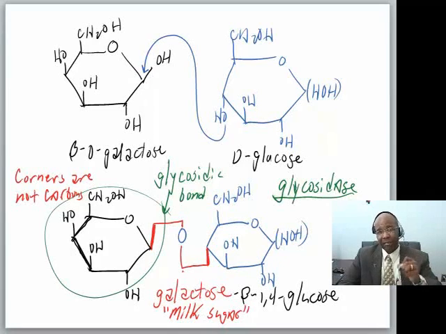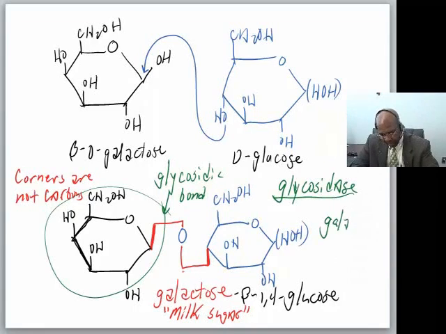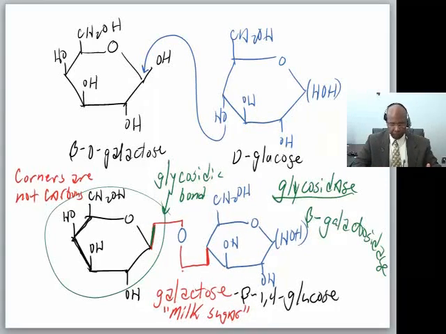And so the specific enzyme here would be a galactosidase. And so the enzyme which breaks this bond would be a galactosidase. And because this bond is going up here, it's going to be a beta galactosidase. And so mammals, when they are young, produce this enzyme, beta galactosidase, which breaks down this milk sugar. Now this milk sugar has another common name, and it's called lactose.